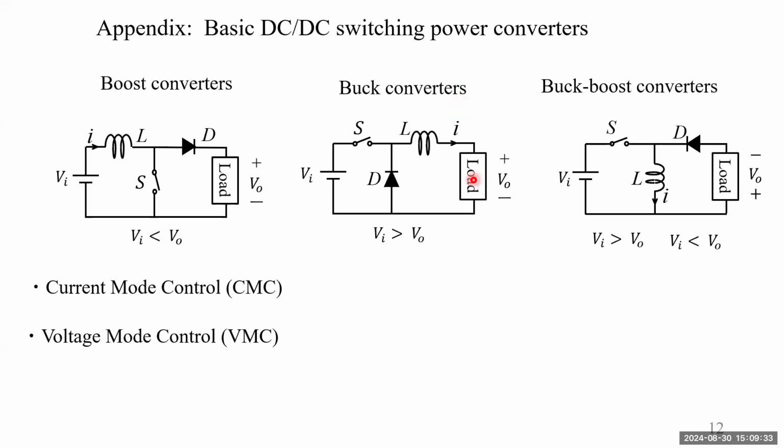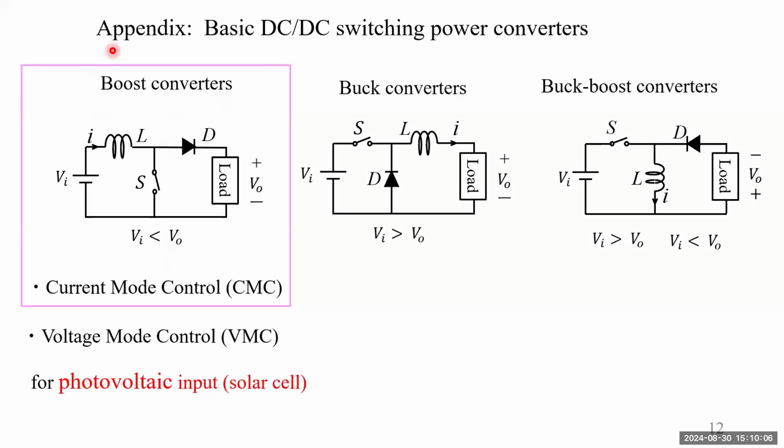The buck converter gives lower voltage than the input. And the buck-boost converter gives both larger and lower voltage than the input. And there are mainly two kinds of control strategy, current mode control and voltage mode control. Anyway, there exists a variety of DC-DC switching power converters, but we focus on this case, boost converters in current mode control.